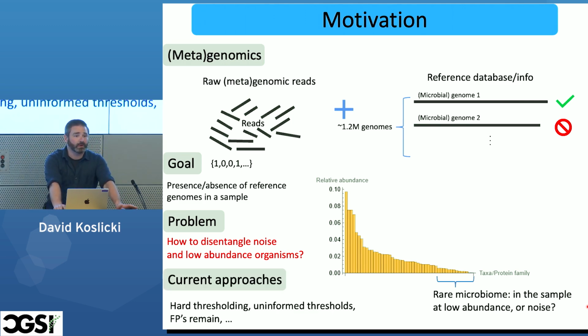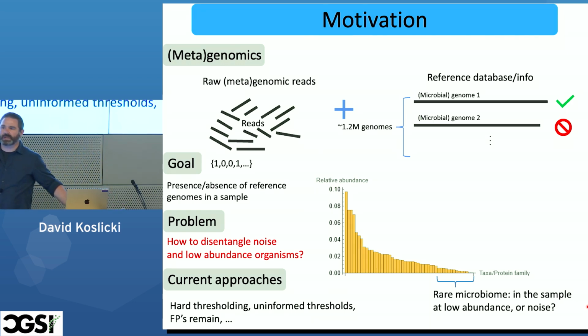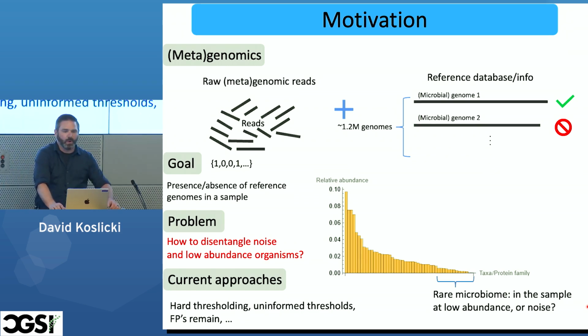Unfortunately, current approaches are somewhat ad hoc. You will see in publications oftentimes hard thresholding. You know what, we're just going to ignore all organisms below 0.01% relative abundance. Or some uninformed threshold, we're just going to make a cutoff, et cetera. And unfortunately, false positives remain.